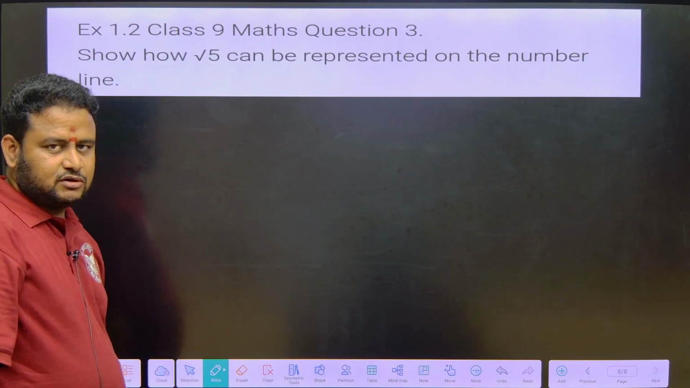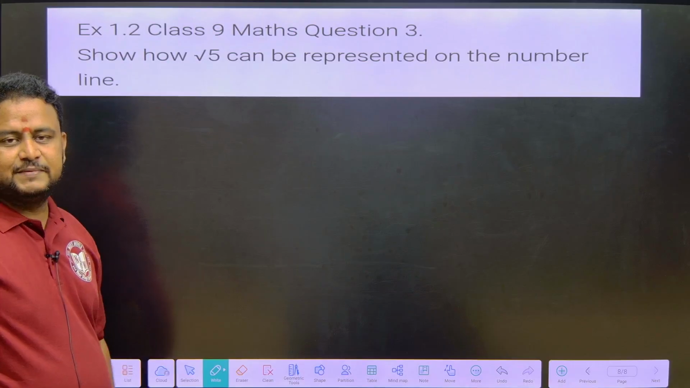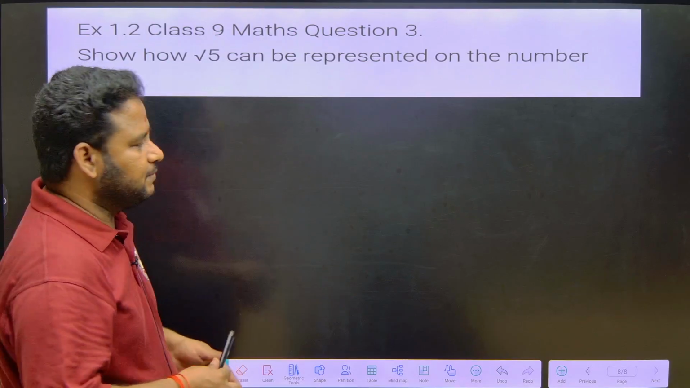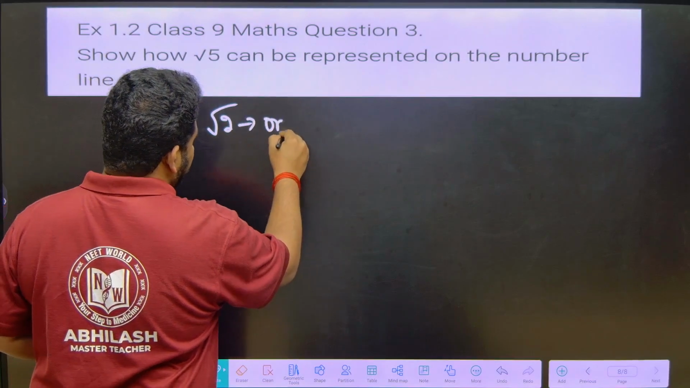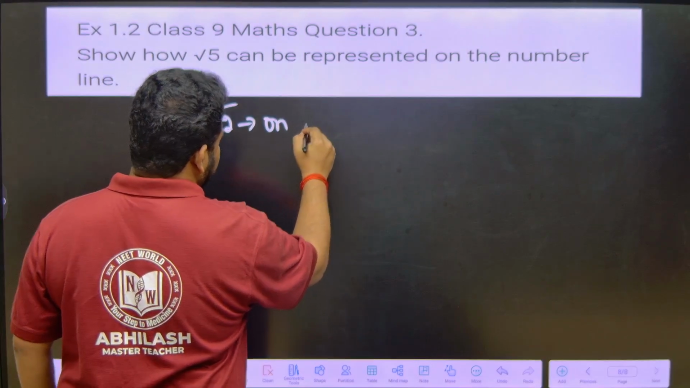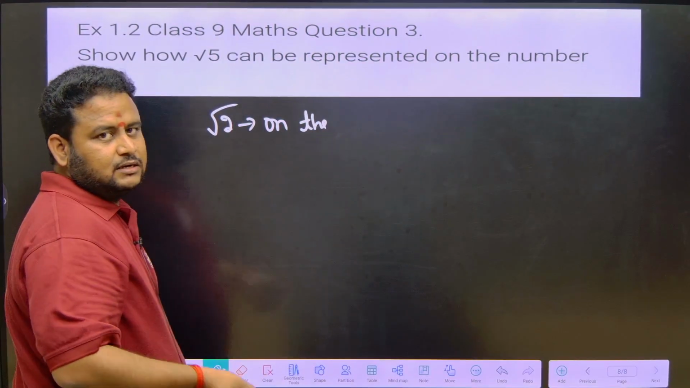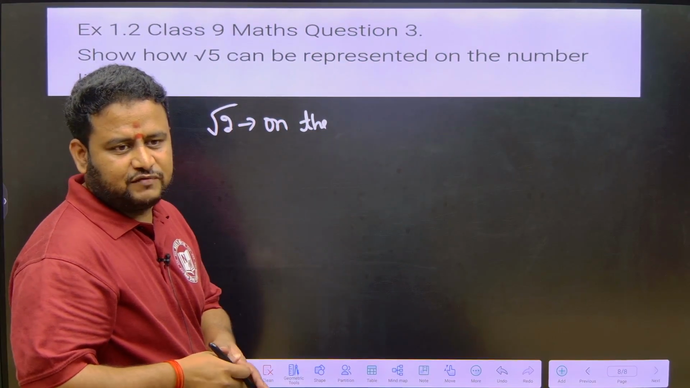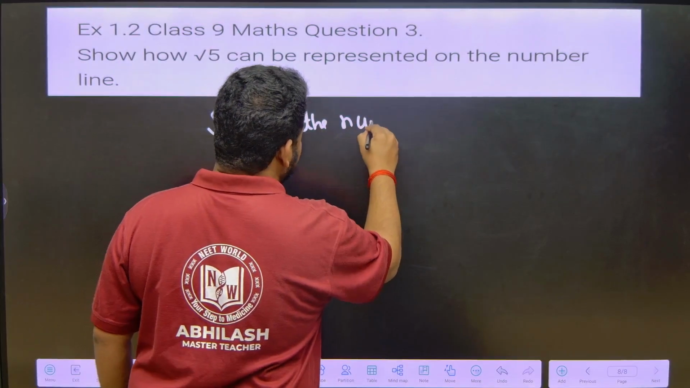This construction you already learned in a previous class. But before going to root 5, let me teach you how to represent root 2 on the number line. After that root 3, then we will go for root 5. In this class, let me teach you root 2 on the number line. Using that, please try to do root 5 by yourself. In the next class, I will be doing it for you. Okay, root 2 on the number line. How to represent root 2 on the number line?